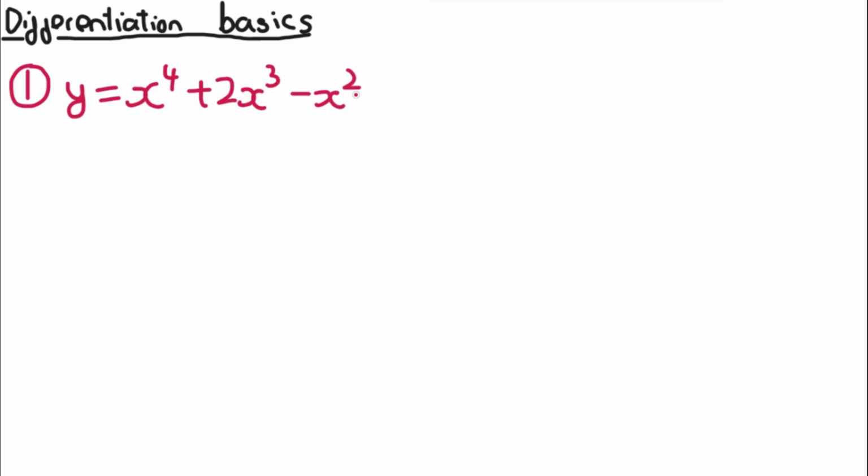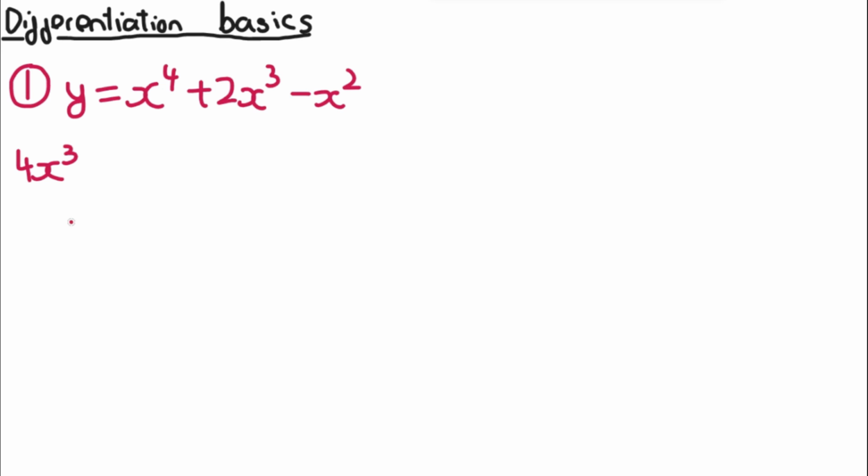If you have more than one term in an expression, this is very easy. You just differentiate each term individually. So here we have y is equal to x to the power of 4 plus 2x to the power of 3 minus x squared. So we just differentiate them individually. So let's start with x to the power of 4. That's just going to be 4x to the power of 3.